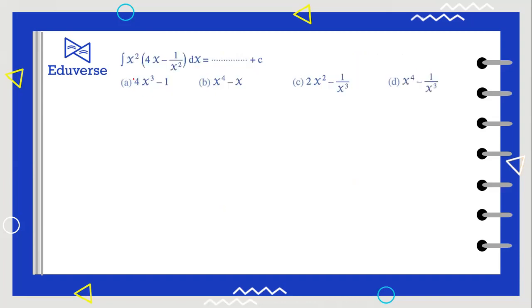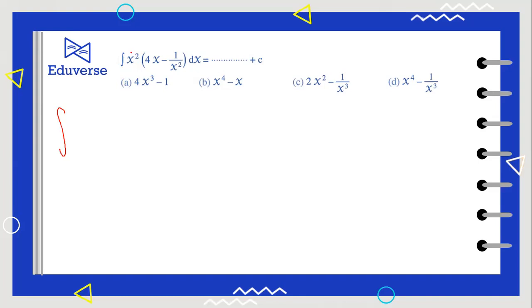Here, I want to find the integration of this expression. Firstly, I can't integrate multiplied parts: x squared multiplied by the bracket 4x plus 1 over x squared. I can't find the integration in this case. I must first simplify this expression, and then find the integration.